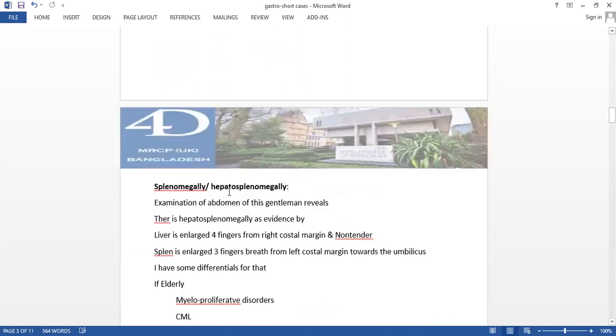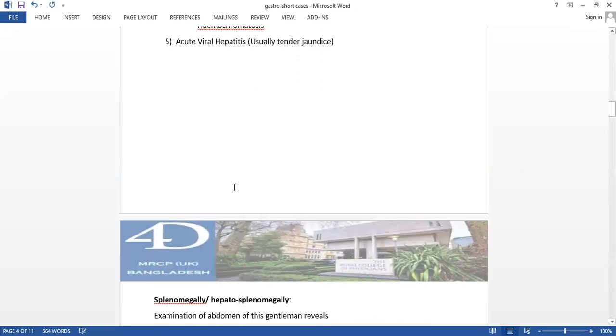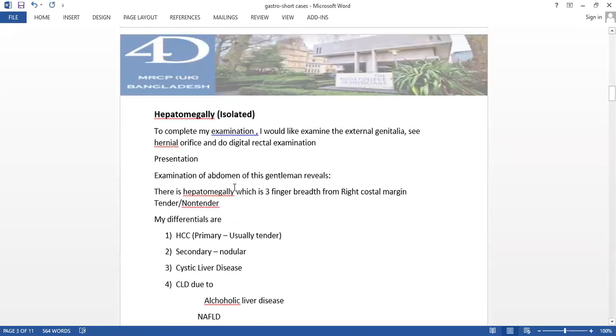Now another case, splenomegaly or hepatosplenomegaly. We consider this the same entity. I have one question regarding isolated hepatomegaly. What is your question, Dr. Noyon? In isolated hepatomegaly, is it tender?